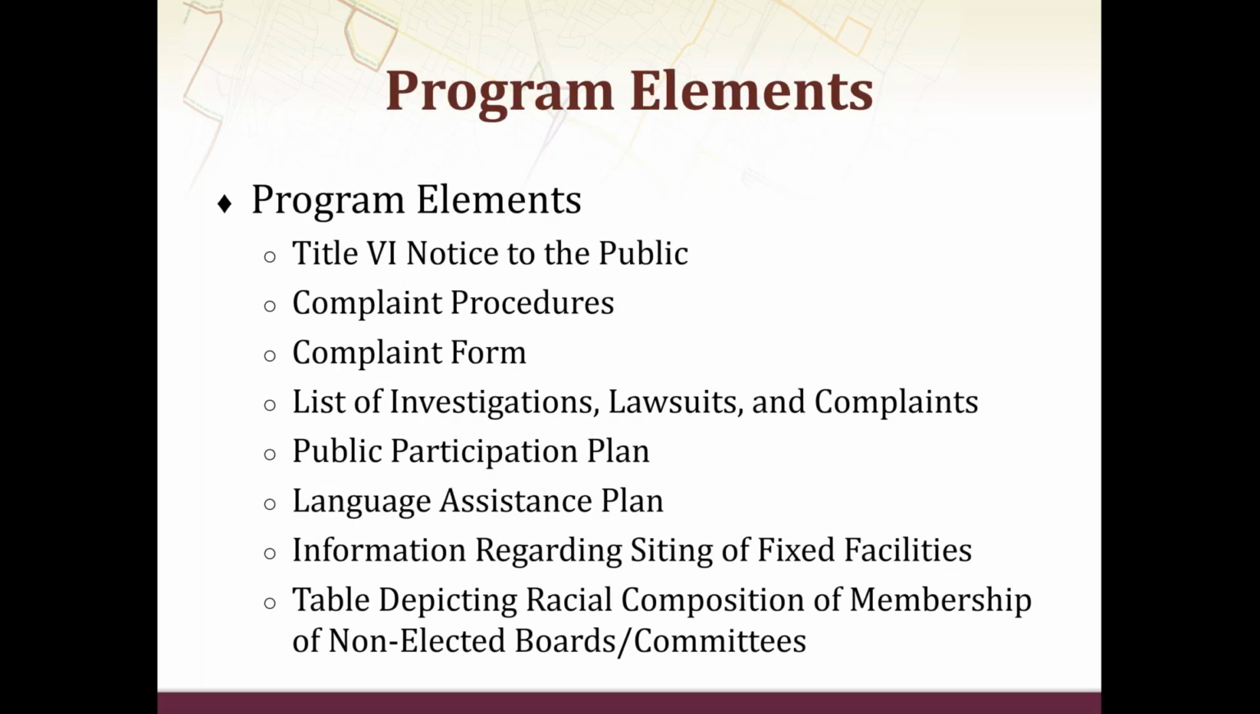So the elements of a Title VI program are the Title VI notice to the public, and we'll get into each of these in a moment. The complaint procedures, the complaint form, a list of investigations, lawsuits, and complaints, your public participation plan, your language assistance plan, also known as an LAP, information regarding siting of fixed facilities, and then the table depicting the racial composition of non-elected boards and committees.